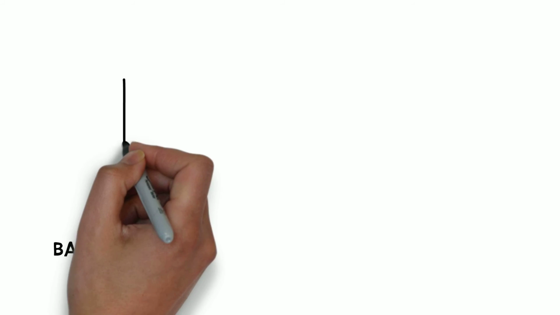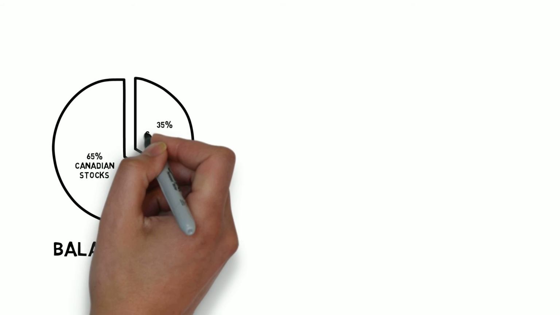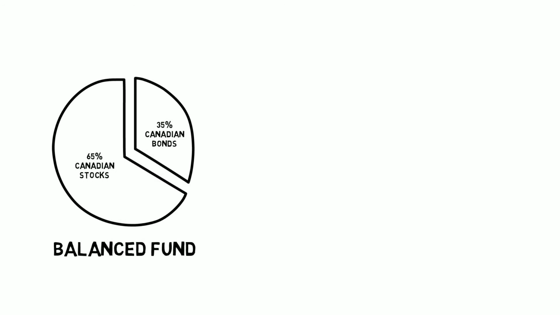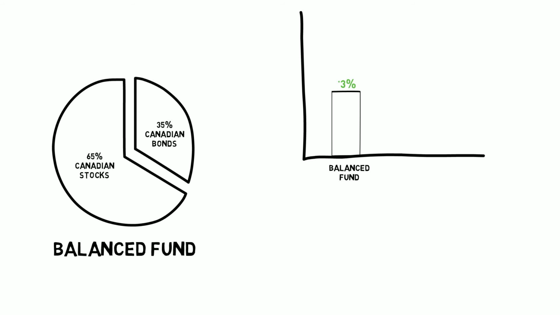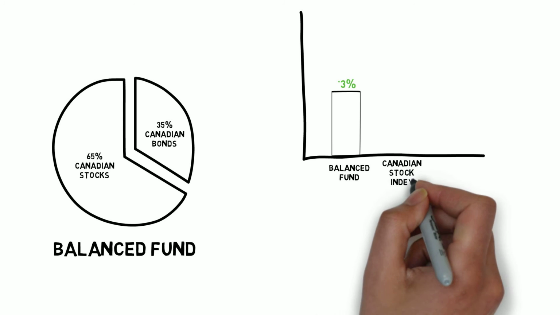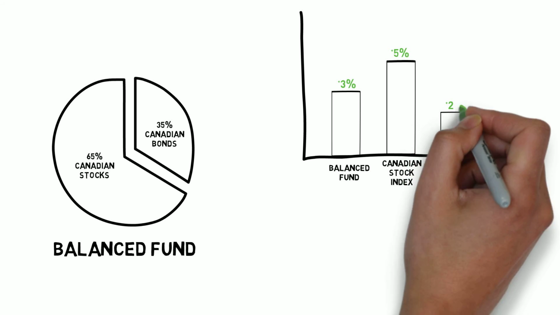But let's suppose that you have a balanced fund, one that invests 65% of the fund in Canadian stocks in general and 35% in Canadian bonds in general. You can create a custom-weighted average benchmark with some simple math. Let's say your balanced fund returned 3% for the year. The Canadian stock index returned 5%, and the overall Canadian bond index returned 2%.